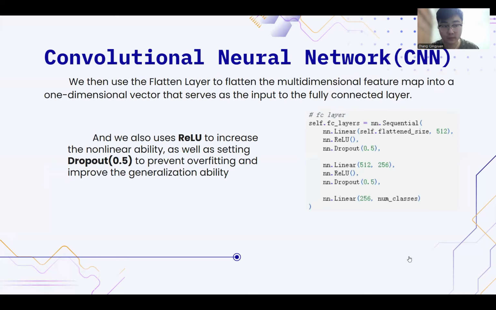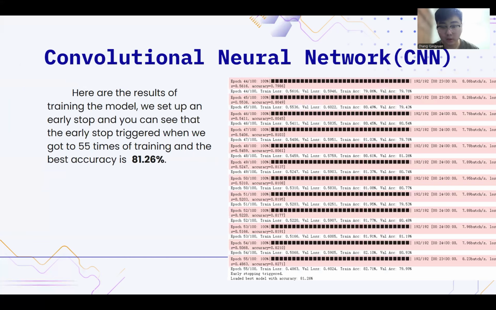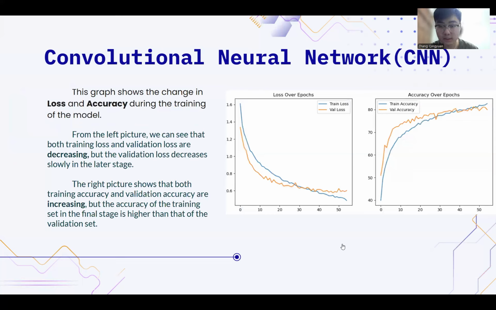Next. And also we designed two fully connected layers, and we use activation function to increase the non-linear ability as well as setting dropout to prevent overfitting and improve the generalization ability. Next. Here are the results of training of the model. We set up an early stop, and you can see our best accuracy is 81.26%.